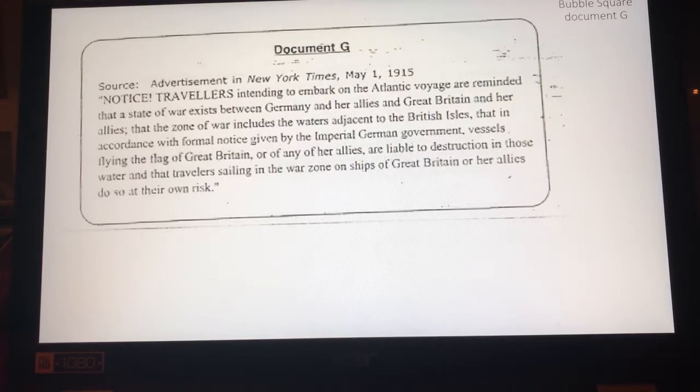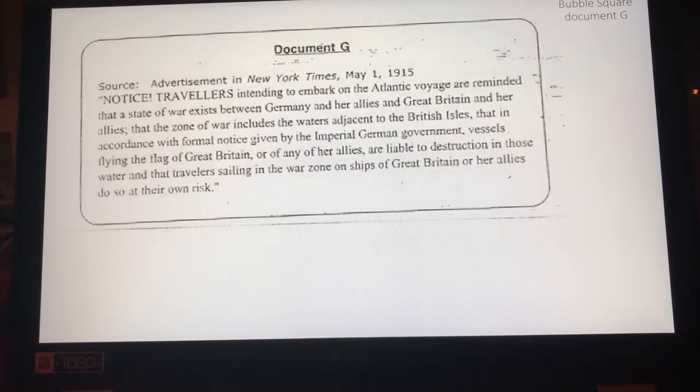So if we're to have a summation of this document, putting it in our own words, Germany has taken out an advertisement in the New York Times and they're warning travelers. It seems kind of weird that they would take out an advertisement, but if we know the historical situation about war, which we've talked about all the way back from the War of 1812, that if someone's going to attack another boat, they have to give notice.